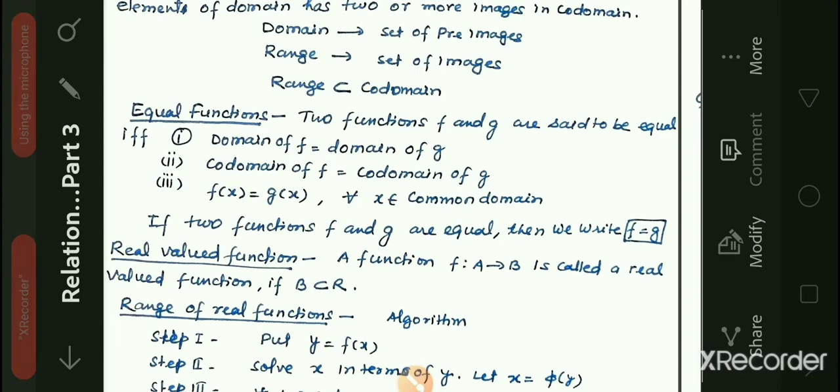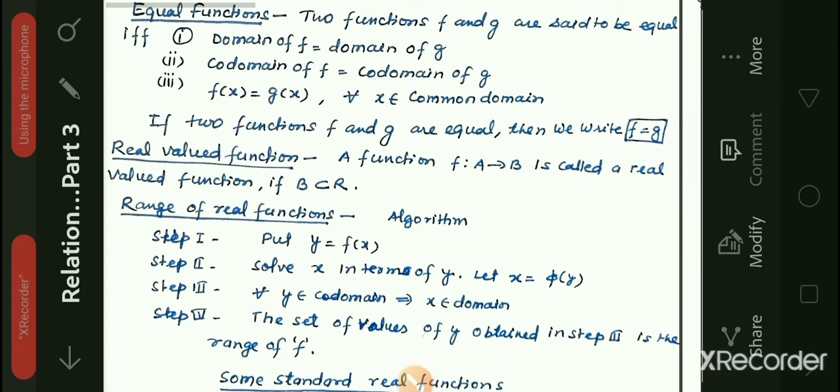A real valued function is that in which the codomain is a subset of real numbers. If this is happening, then that will be a real valued function. In our syllabus, only real valued functions will be discussed, because we do not have any case of functions which are not real.